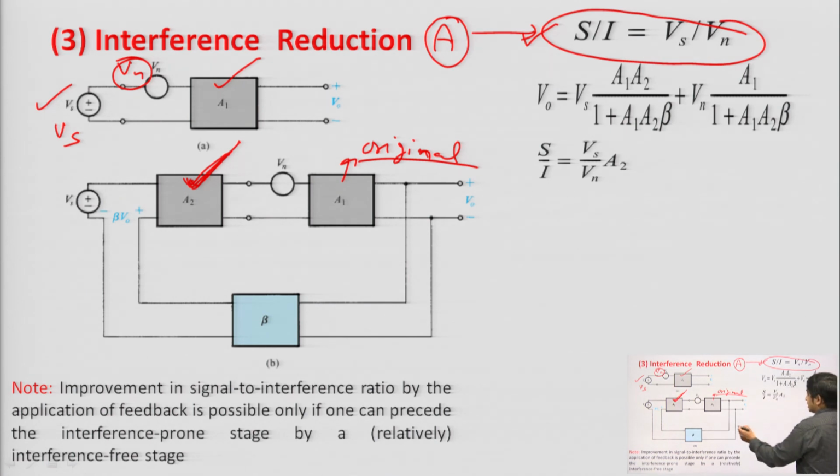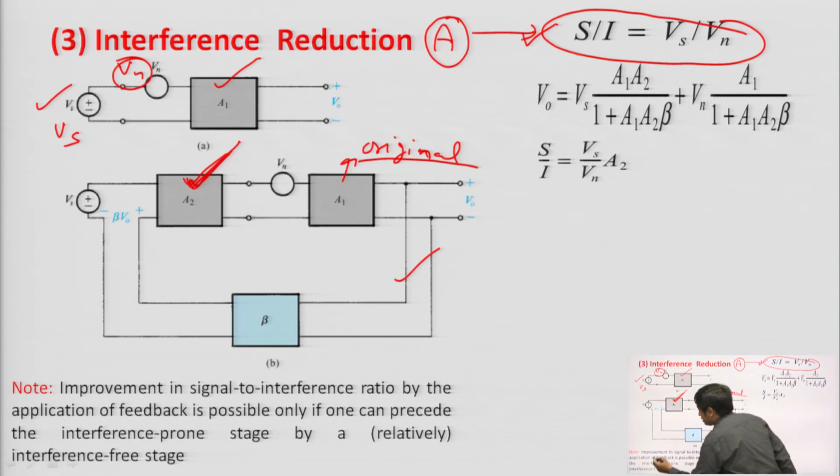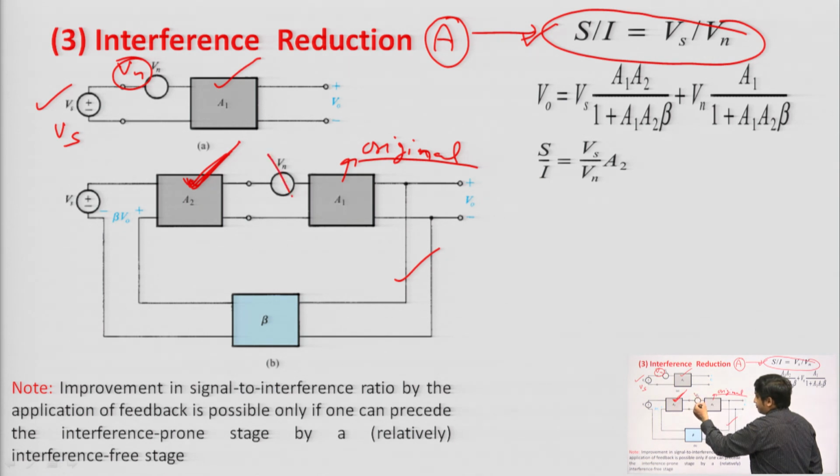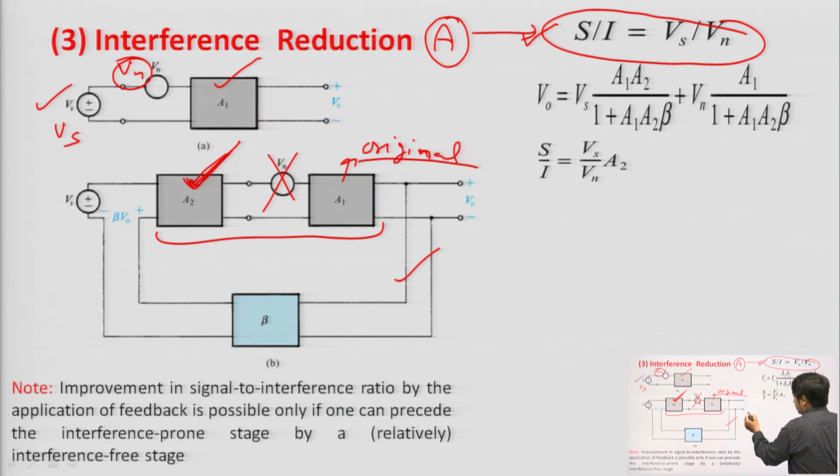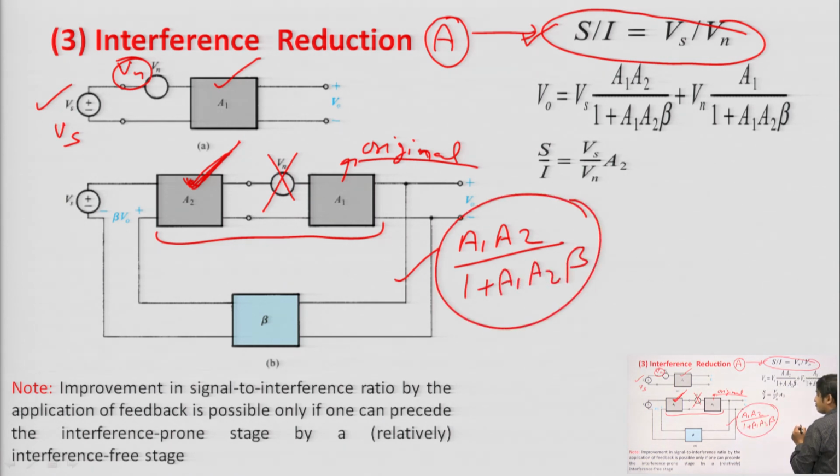Now, for the second circuit, just see what is V naught. We can calculate the value of V naught with the help of superposition. So, this V naught, as per the superposition theorem, what do we do? Firstly, if we remove this Vn source here, now what will be the value of V naught? Now this A1 and A2 will be in cascade. So, V naught will be equal to A1 A2 upon 1 plus A1 A2 into beta. This is the first case, and of course, multiplied by Vs.